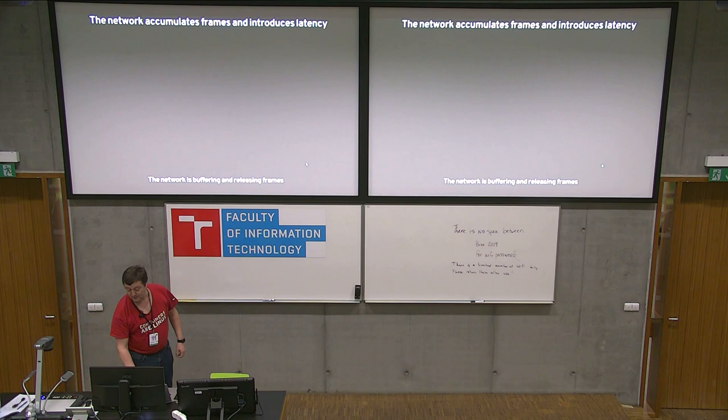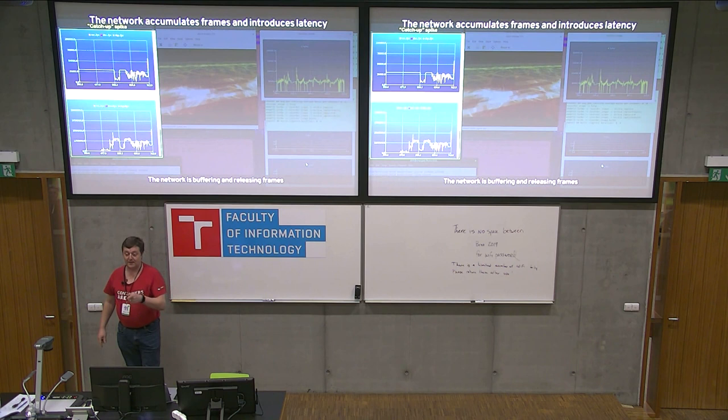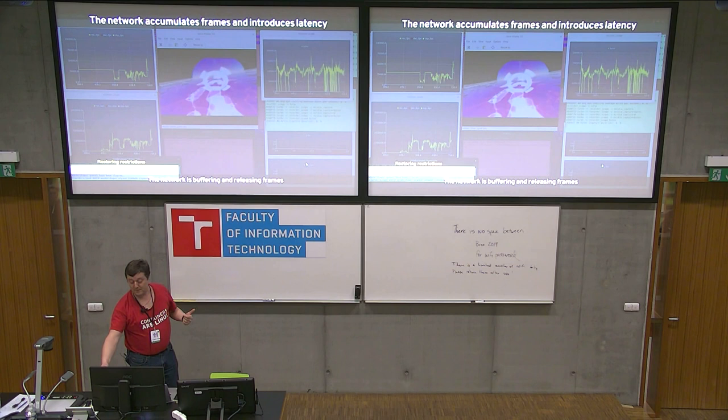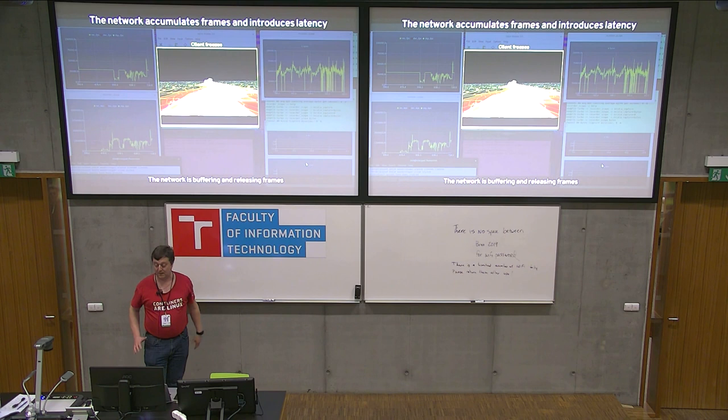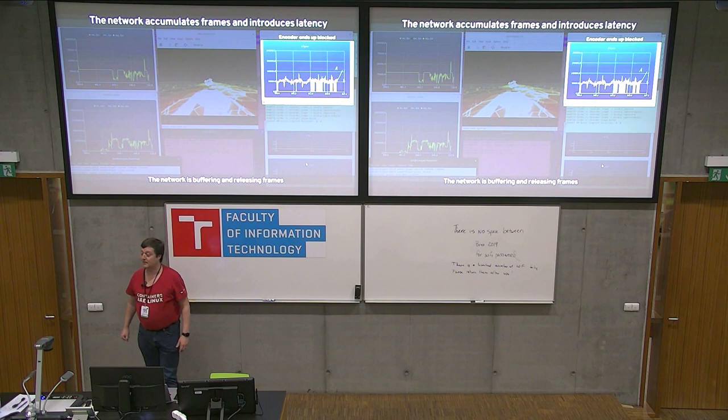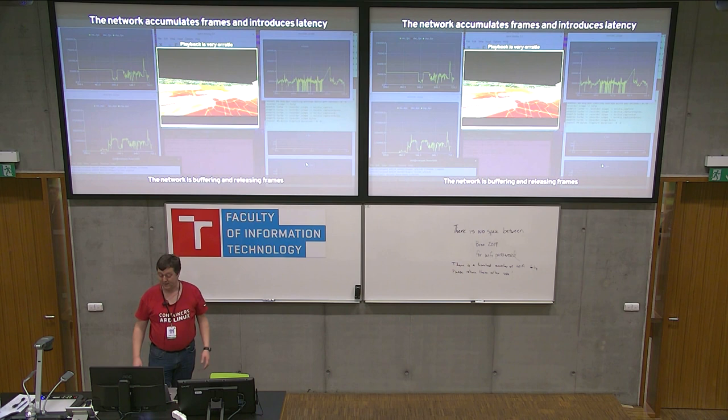you can see on the right, let me replay this one. You see on the right that when I restore the network constraint, what happens is that the whole network stack gets clogged, and it actually freezes, and it actually blocks the encoder. So I'm at the point where I can't even generate frames. So the playback is really random at that stage. It's not really useful.